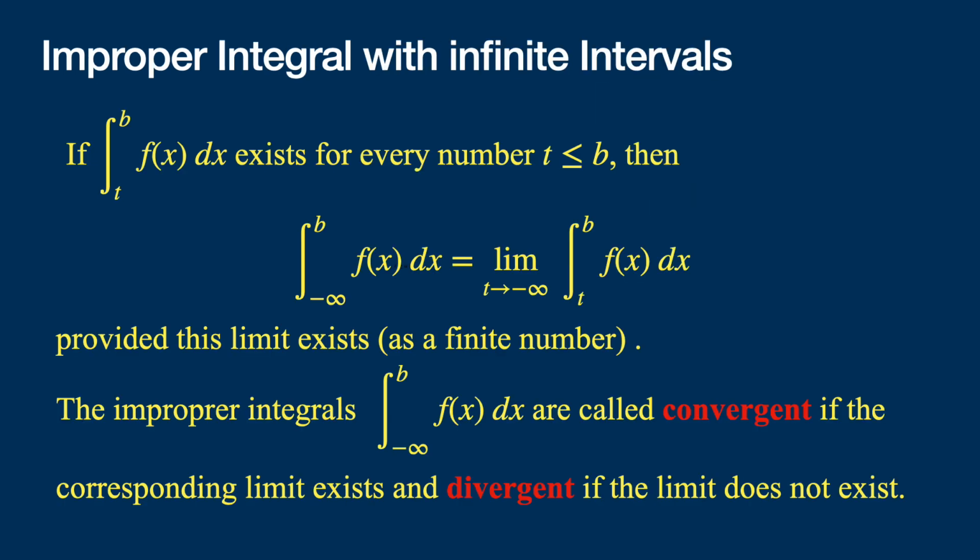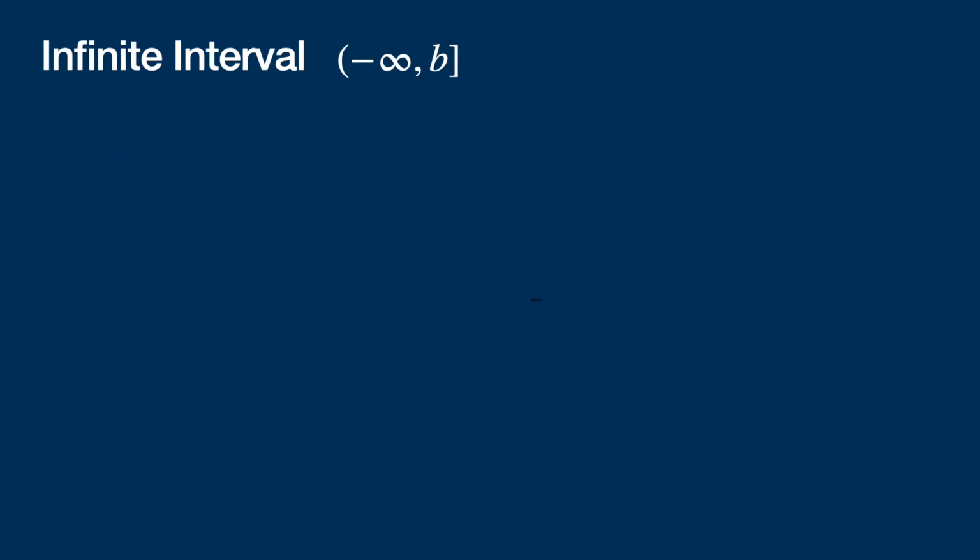Okay, there is another improper integral with infinite interval. We have a to infinity. What if they have negative infinity and b? Exactly the same way. We're going to integrate t and b, then t is going to negative infinity. So if this limit exists, that improper integral converges; if this limit does not exist, the improper integral is divergent. Let's have an example.